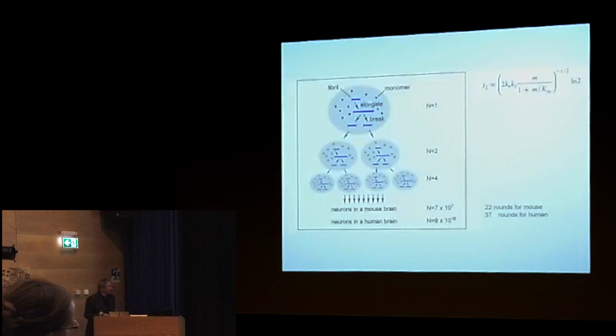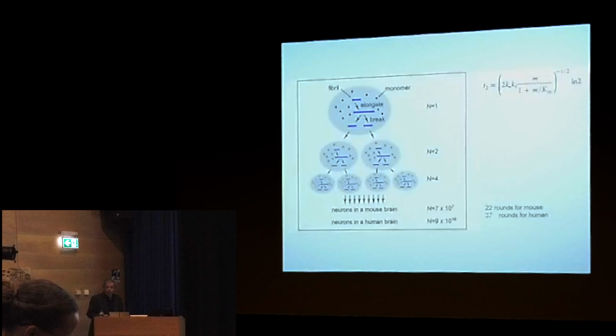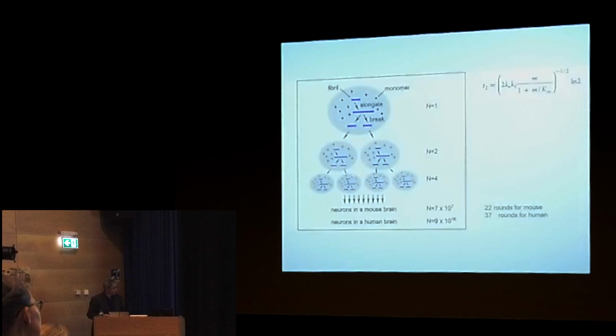So what happens now is we have a fibril, it's going to elongate and break, and the two daughter fibrils are going to enter cells, and we're going to do this again and again, and we can work out what would happen if this was a rate-limiting process. In a mouse, there are 70 million neurons, which only means that you have to have 22 rounds of replication of these aggregates for there to be an aggregate in every neuron in the mouse brain, and for a human it's 37 rounds.